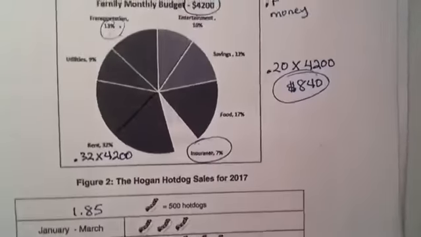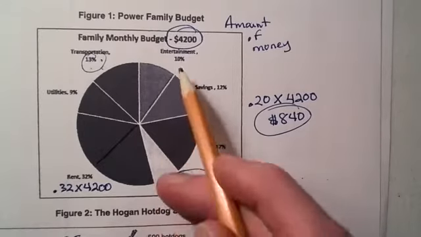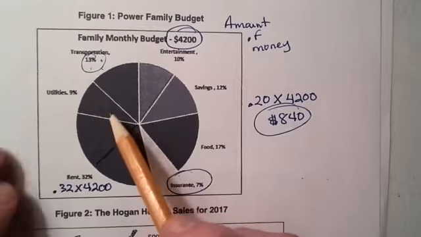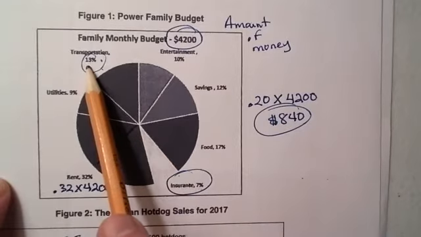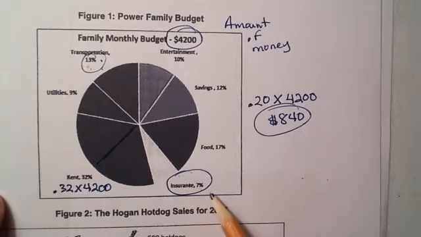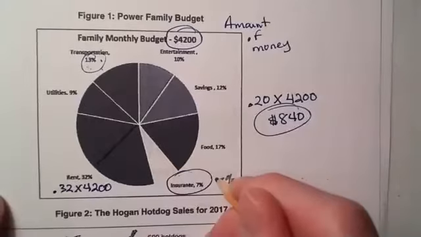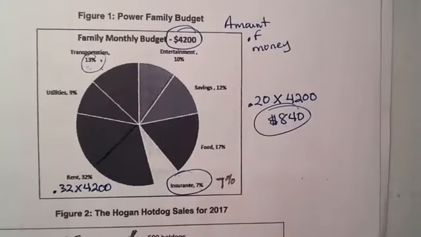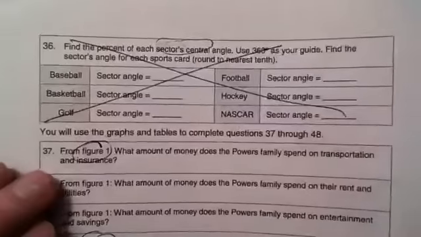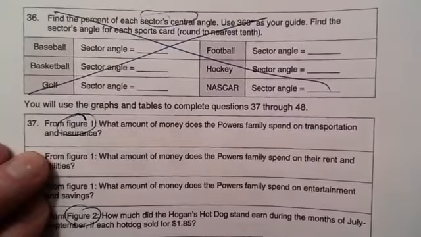So this is what you're going to be given here. This is the Powers family. It asks for transportation, which is 13%, and insurance, which is way down here at 7%. It's a little hard to read, so let me write it over here, 7%. That's better. The question was, what amount of money does the Powers family spend on transportation and insurance?